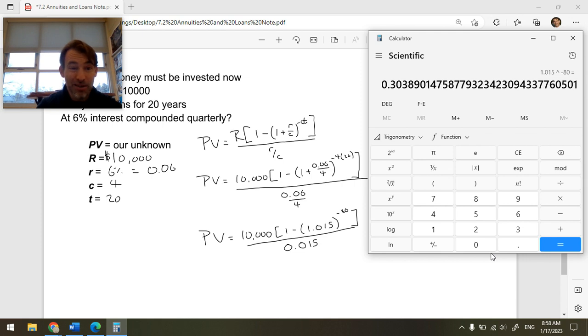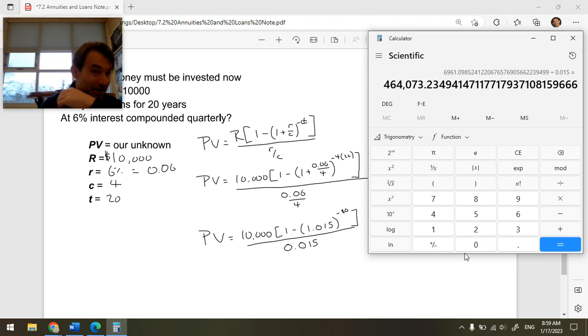So here's a trick. I have a positive number here. I make it negative, and then I add 1 to it. That's 1 minus that thing. Now I take that number and multiply it by $10,000, and that's the numerator right there. Ooh, it's going to be a lot of money. And then we're going to divide by 0.015, equals. So, in order for us to have $10,000 every 3 months for 20 years, we need nearly $500,000.